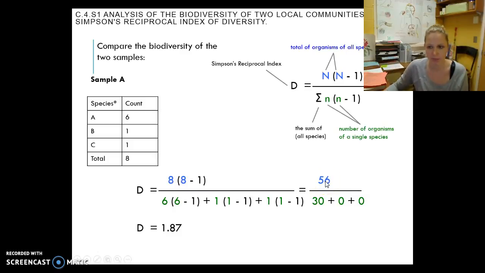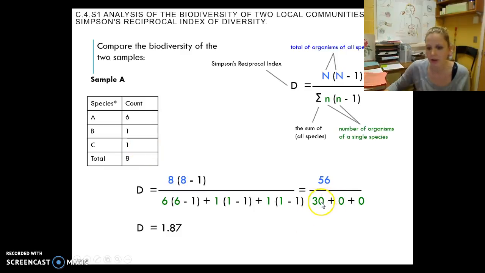We're good there. Then you're going to take the sum of all the individual species. So kind of like you did in the chi-square, kind of. So there was 6 times, in parentheses, 6 minus 1, or 5, so 6 times 5 is 30, plus 1 times 1 minus 1, in parentheses, or 0, so 1 times 0 is 0, and then that again for species C.